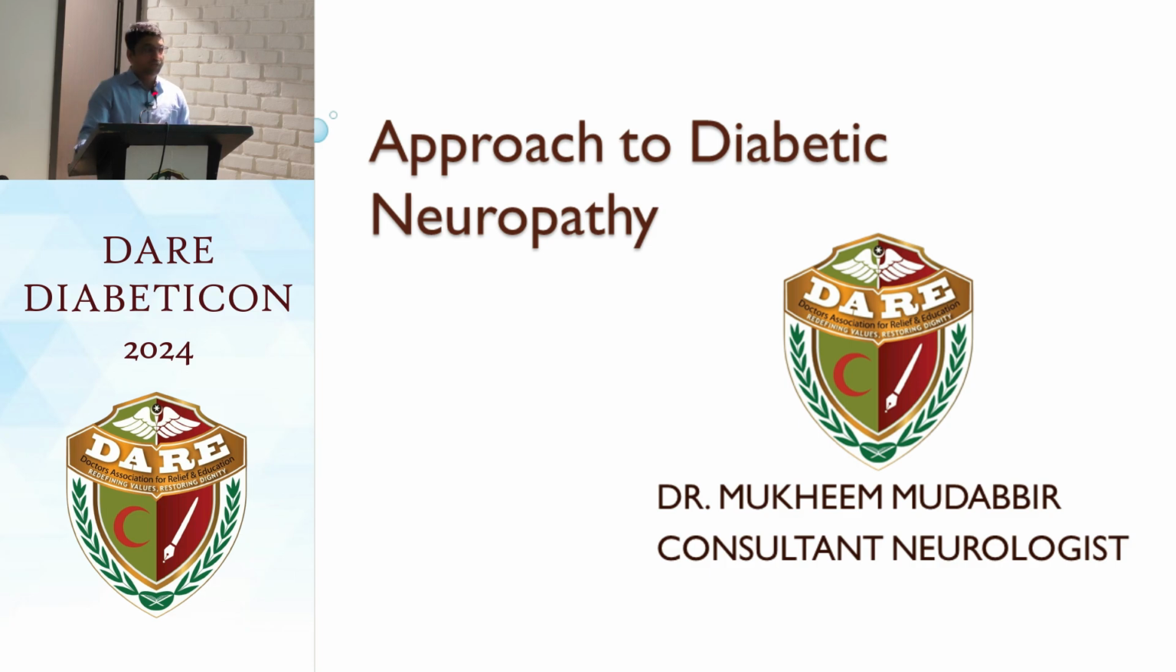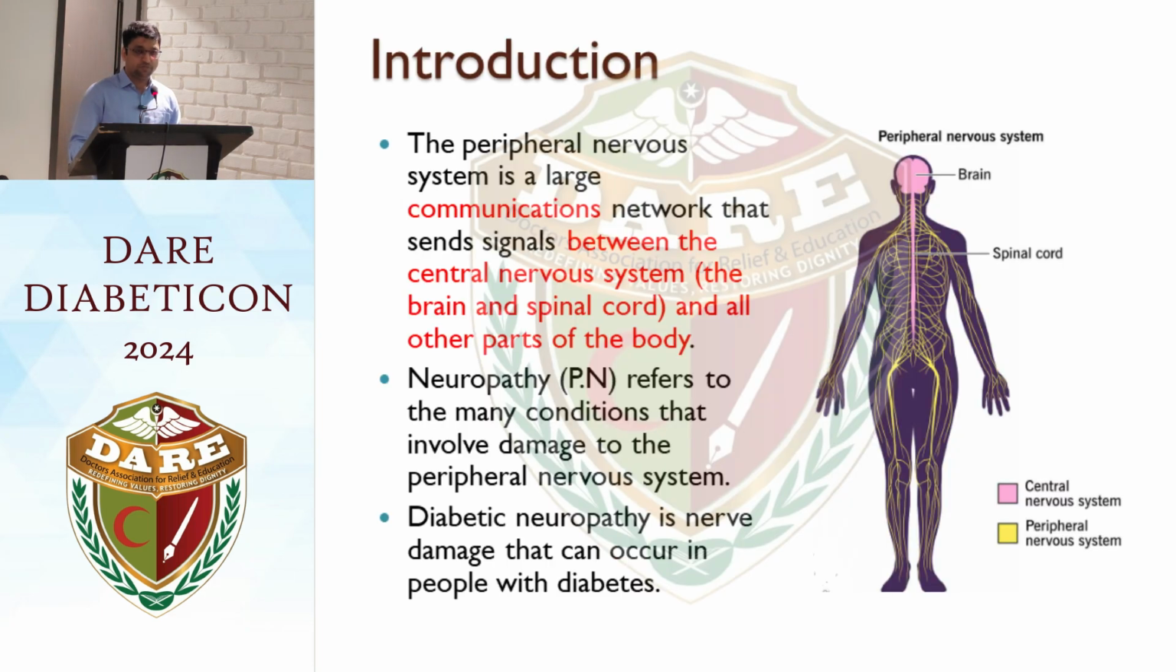So to introduce my topic, what is the peripheral nervous system? We all know that the central nervous system is the brain and spinal cord. The peripheral nervous system is the nerves which connect this central nervous system to the end organs or peripheral organs. So this is the communication between the central nervous system, that is brain and spinal cord, and all other body parts. Neuropathy refers to many conditions which affect these peripheral nerves. As the name indicates, diabetic neuropathy means the peripheral neuropathy happening in patients with diabetes because of the diabetes itself.